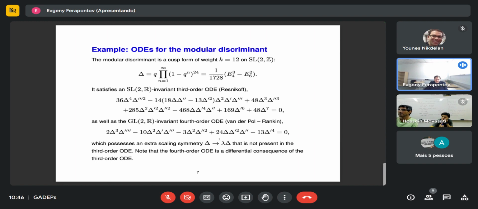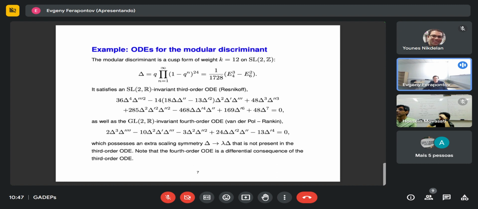I want to stress that this scaling symmetry is not present in this third-order equation, because this first term is of degree 6 in delta. This is also degree 6, but the last one, delta to the 7, is of degree 7. You can't scale delta, and this third-order equation will not be preserved. So this third-order equation has a reduced symmetry, only SL2R. Well, the fourth-order one has GL2R, a bit bigger symmetry.